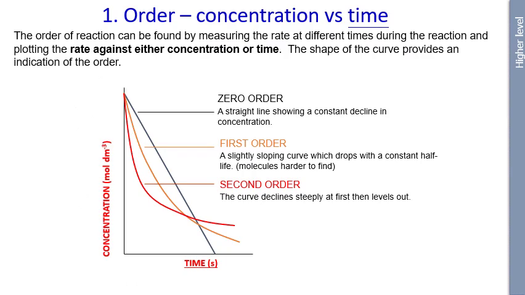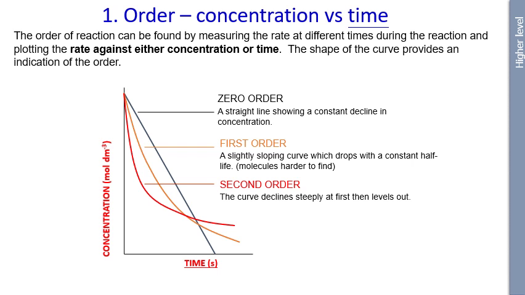We can use this information to try and experimentally determine the order of a reaction. If you have a theory of what the order of a reaction could be, by doing the experiment, you can use the experimental data you've got from the graph to support your theory behind what you think the order of the reaction is. The order of a reaction can be found by measuring the rate at different times during a reaction and plotting the rate against either concentration or time. The shape of the curve provides an indication of the order.